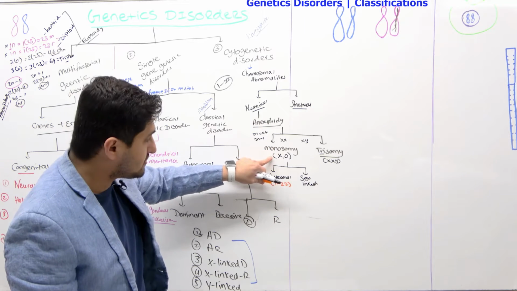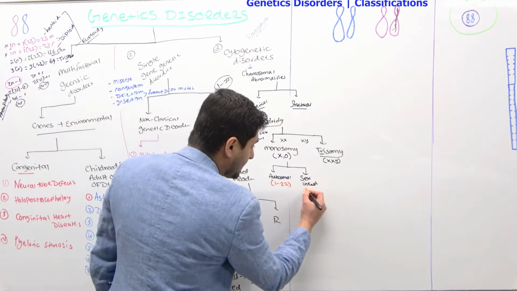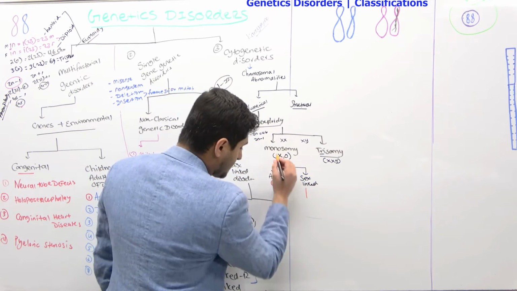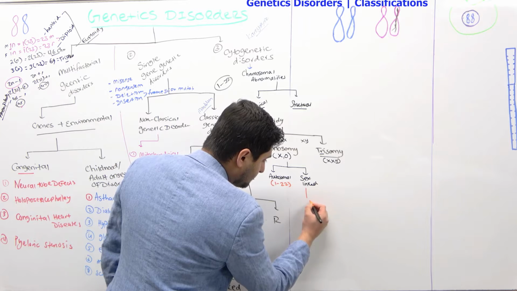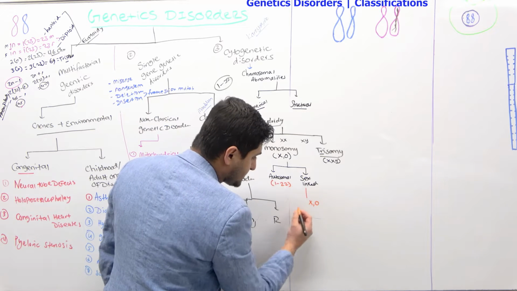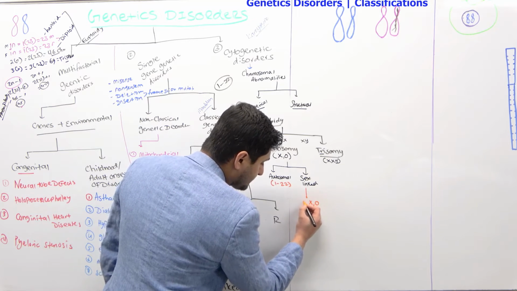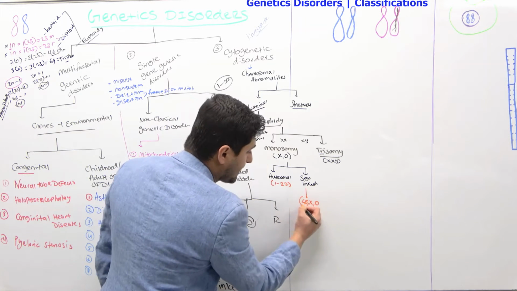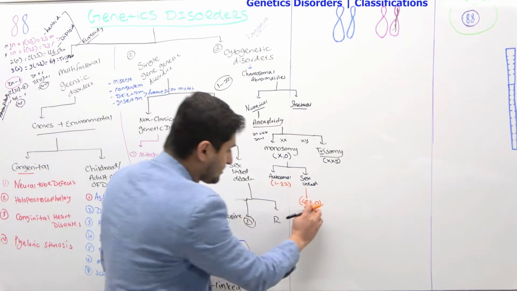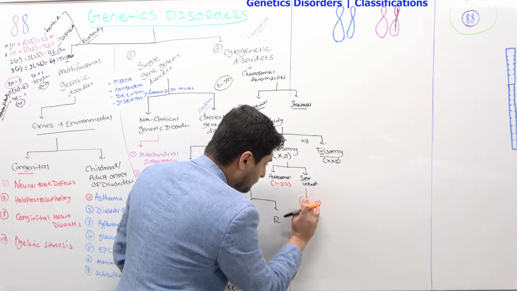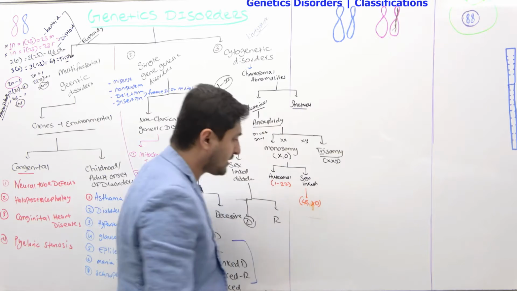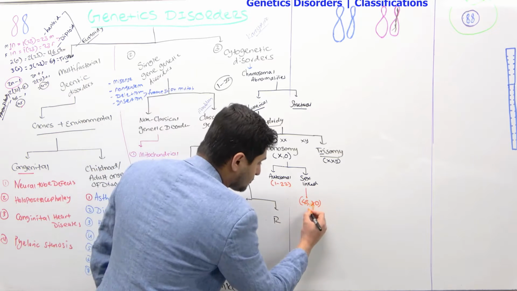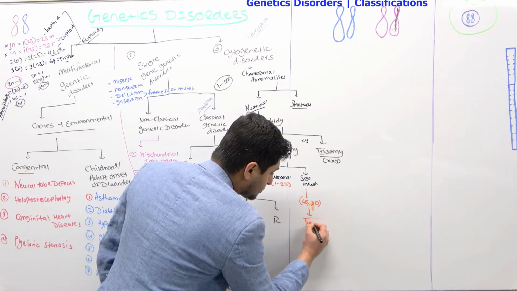I described what monosomy is. Whenever we're talking about sex-linked, there is one condition you have to remember. This is where one X chromosome is missing, and instead of having 46 chromosomes, there are 45. So you have 45, comma, XO, because O refers to a missing chromosome. This is one important condition you have to remember. This is called Turner syndrome.